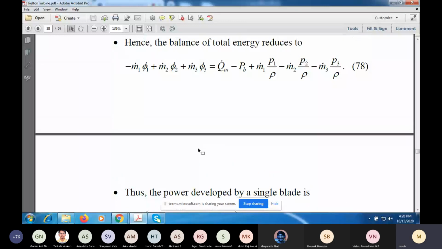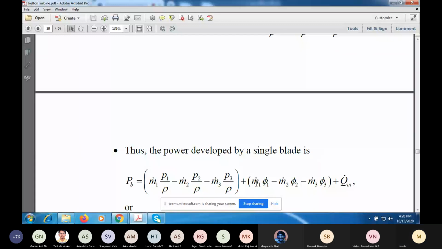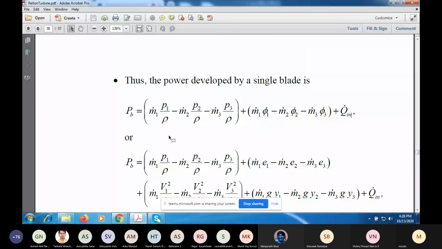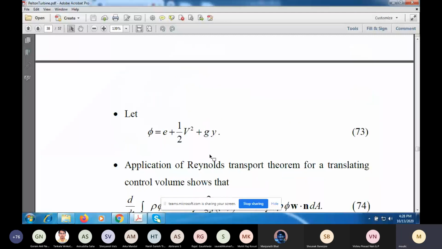Okay. And if I move these terms on the left-hand side to the right-hand side, the signs will change. So we'll have the influx of the property minus the outflux. And I've kept the heat term as it is. Now this phi, of course, has three components. Phi is the sum of internal energy, kinetic energy per unit mass, and potential energy per unit mass.